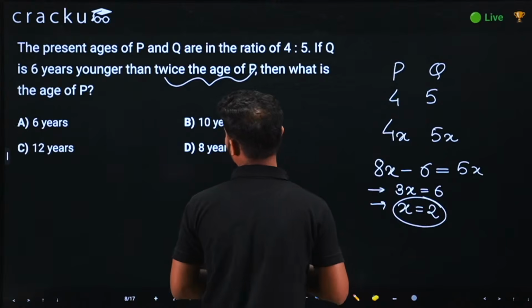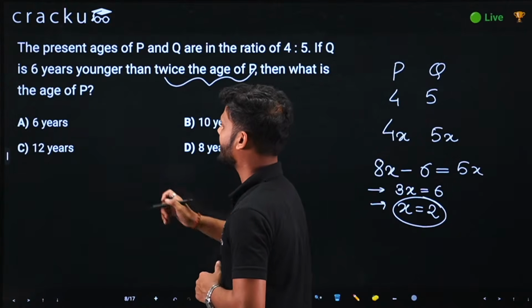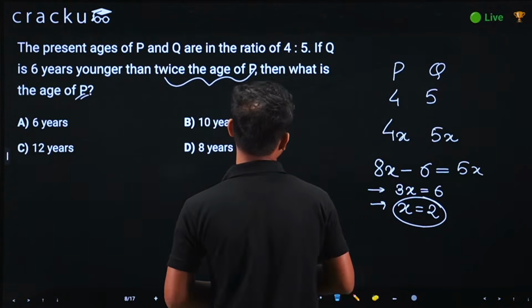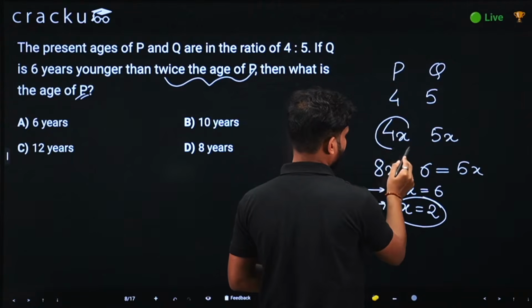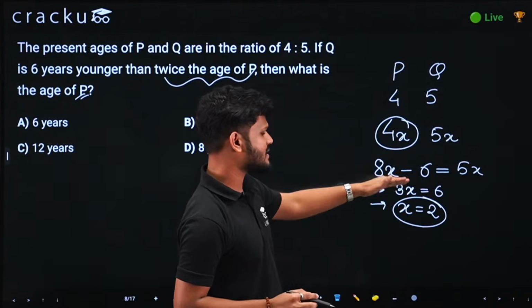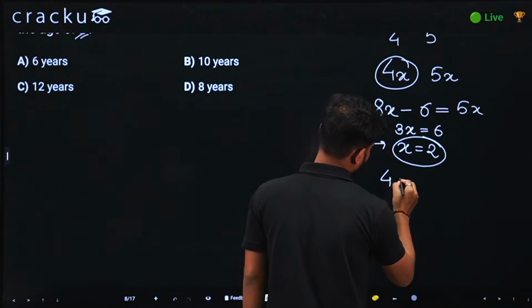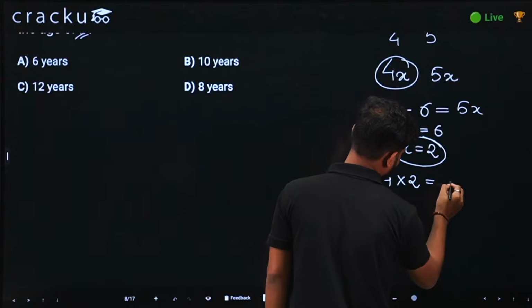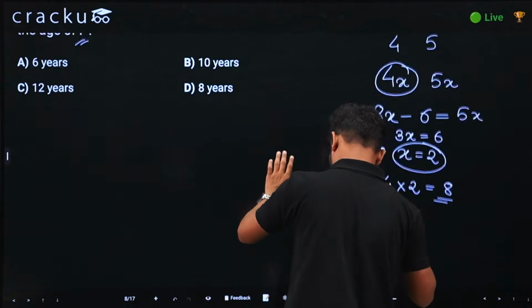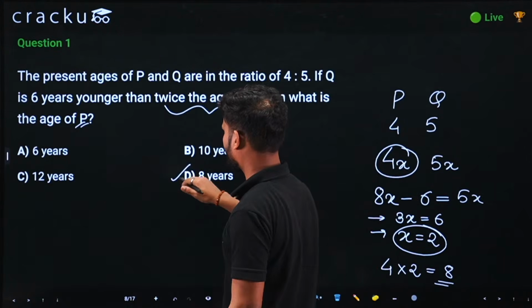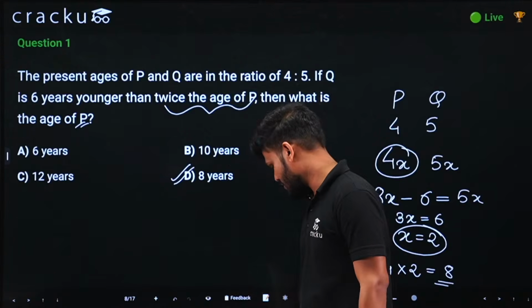Once you get x equal to 2, you have to find the age of P. Age of P is nothing but 4x. So 4x means, with x equal to 2, 4 into 2 will be 8. So the correct option for this will be option D. So this is how you solve these questions.